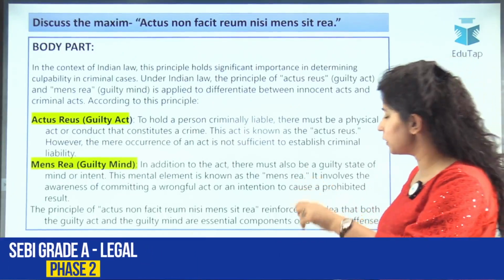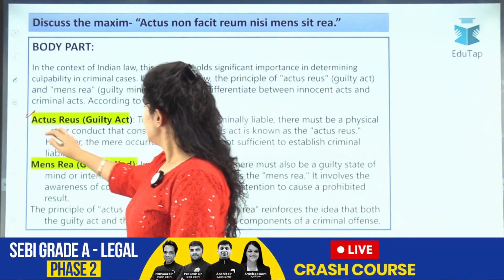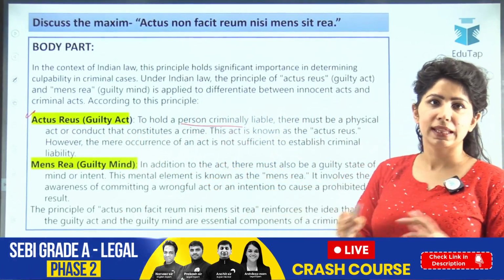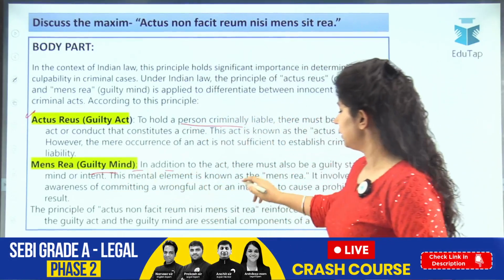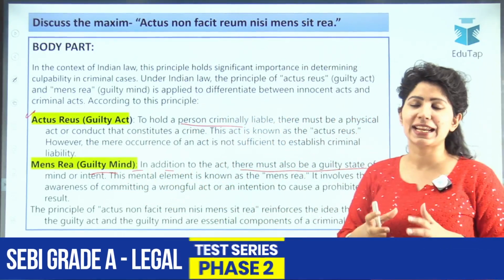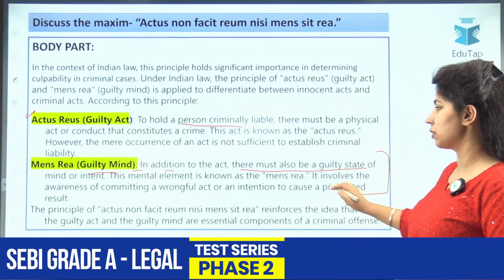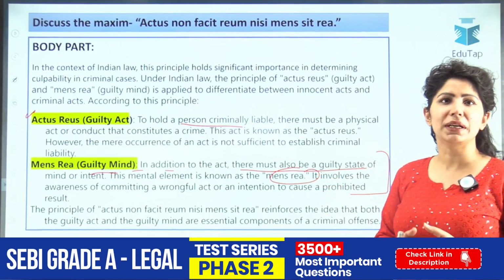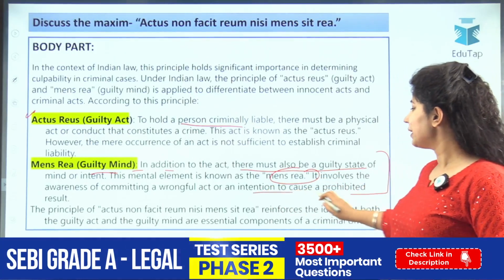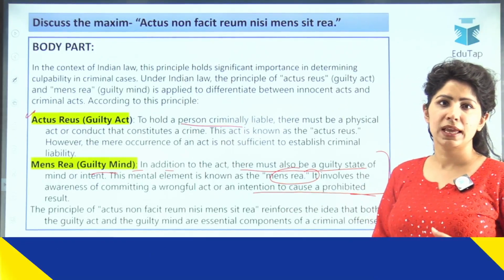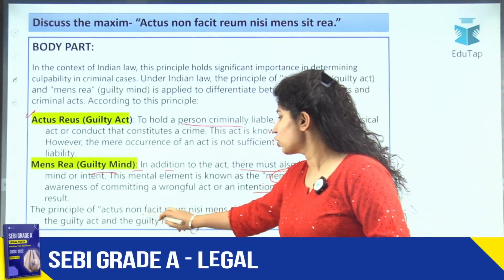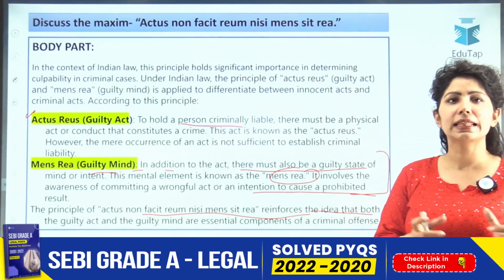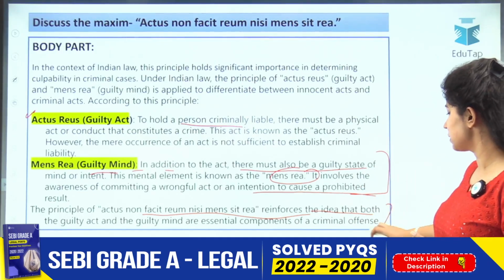According to this principle, the first one, actus reus. Explain actus reus. This will become more presentable. Then explain mens rea. In addition to the act, there must also be a guilty state of mind or intent. This is very important to mention. This mental element is known as mens rea. It involves the awareness of committing a wrongful act or an intention to cause a prohibited result. The principle of actus non facit reum nisi mens sit rea reinforces the idea that both the guilty act and the guilty mind are essential components of a criminal offense.